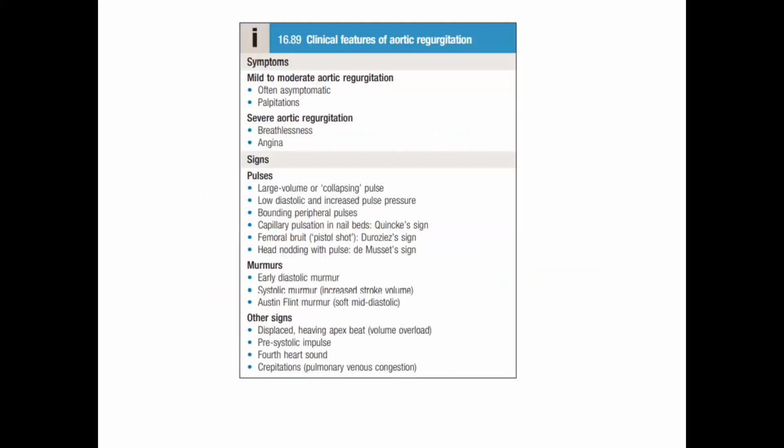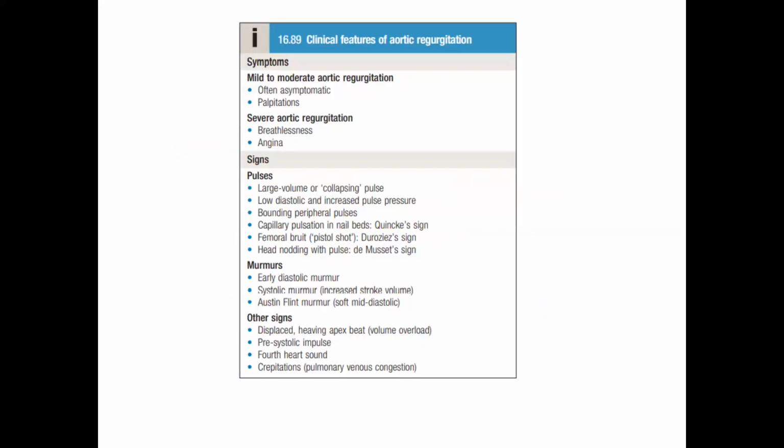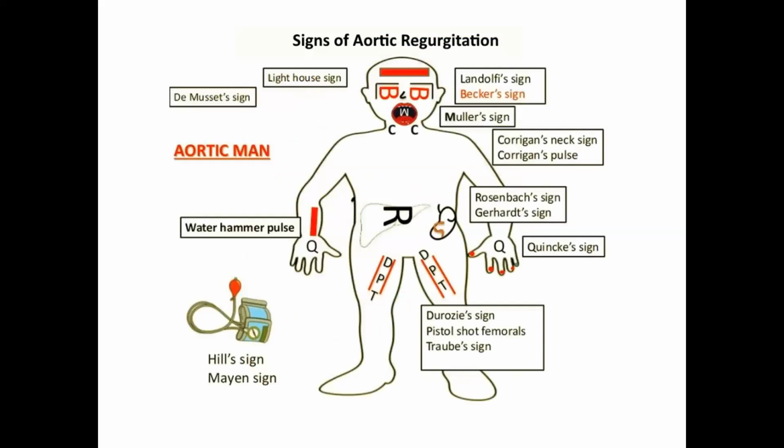And aortic regurgitation. Aortic regurgitation is a very complicated thing with so many signs. These are the signs which are explained in Davidson, and this picture I have taken from the internet. This man is known as the aortic man, and you remember all these signs are seen in aortic regurgitation. In aortic stenosis and mitral regurgitation, these signs are not there.